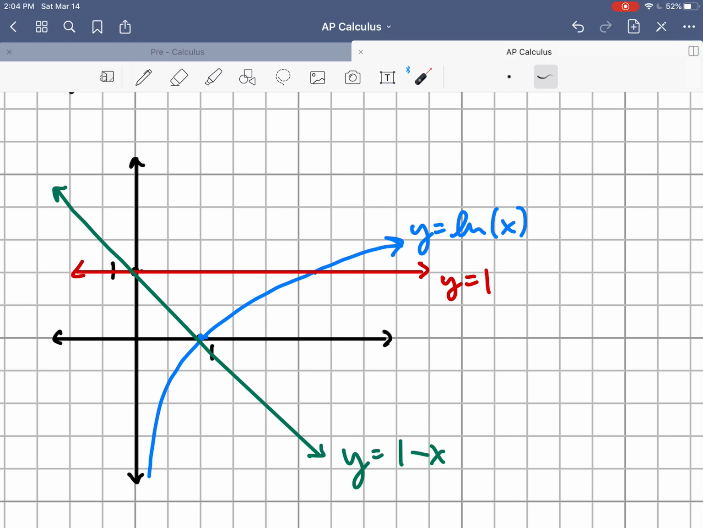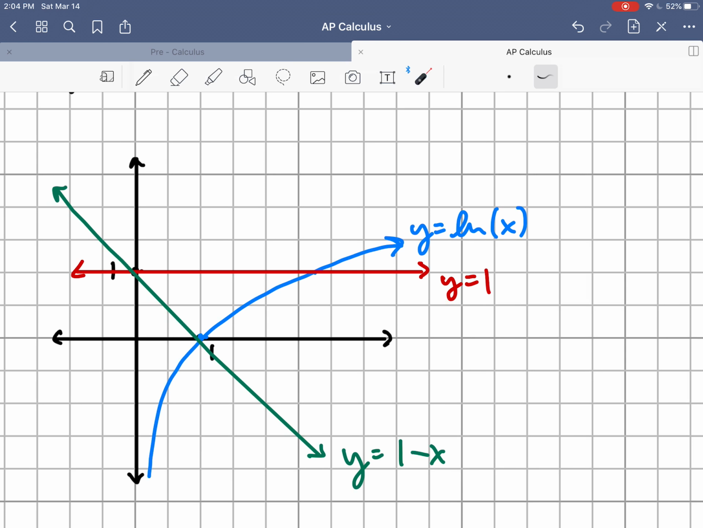Since to find the area, if I want to do it with respect to x, we have to do top function minus bottom function. And if I do that, notice that on this side we have y equals 1 on top, and on the bottom we have 1 minus x. But as we go past 1, now we have on top y equals 1, and on the bottom we have natural log of x. What that means is that we have to break this region into two integrals, and we don't want to do that.